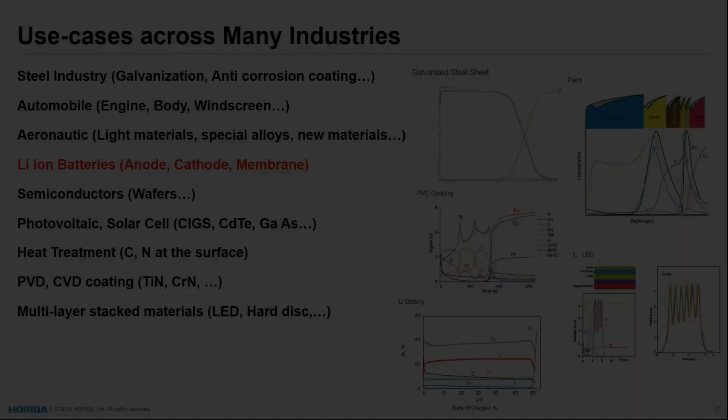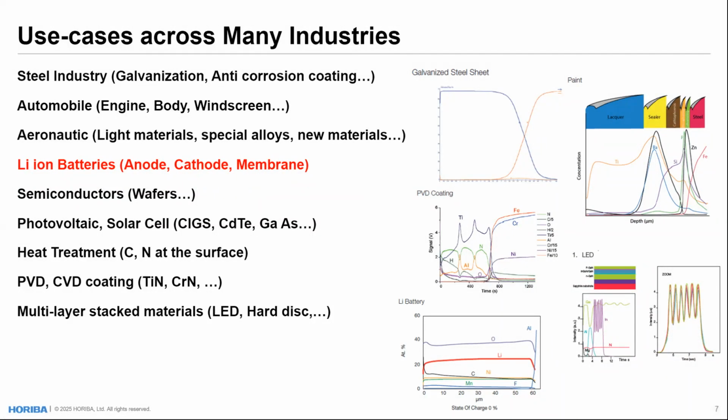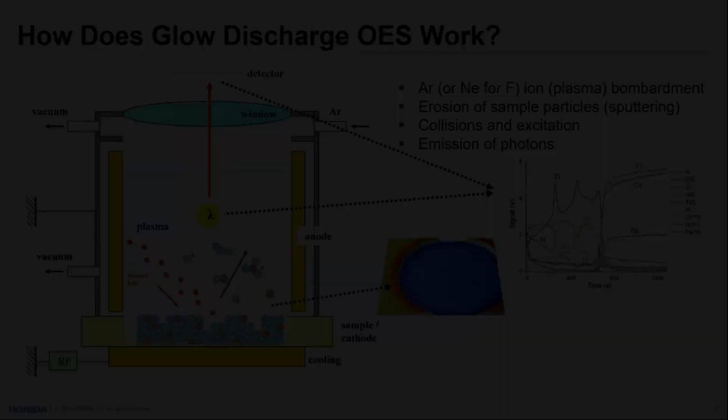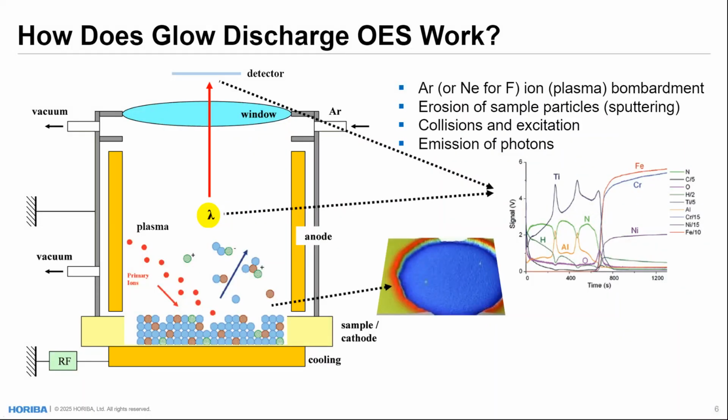So let me explain how glow discharge optical emission spectroscopy works. Actually, we create a glow discharge plasma in the chamber between two electrodes, the anode and cathode, and the sample stays in between these two electrodes. This chamber is filled with reduced pressure argon gas.